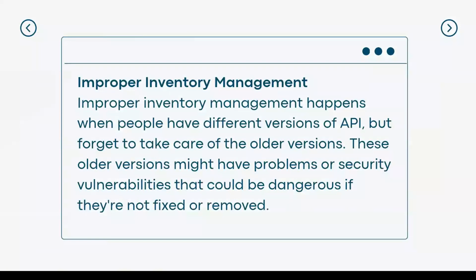People have different versions of APIs, but they forget to take care of the older versions. These older versions might have security vulnerabilities that could be dangerous if they are not fixed or removed. So improper inventory management can introduce significant security vulnerabilities into an organization's system, like the example I gave with broken object level authorization. These vulnerabilities can arise when older versions of APIs are not properly replaced or removed, leading to potential security risks like exploiting BOLA or remote code execution.